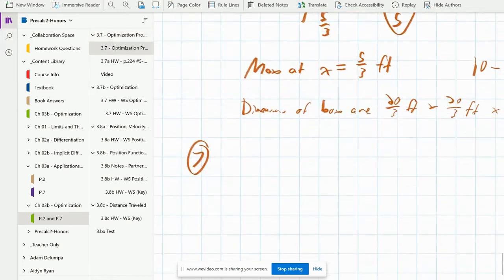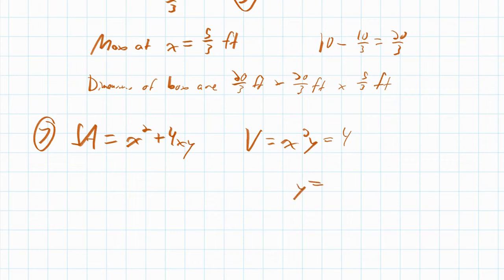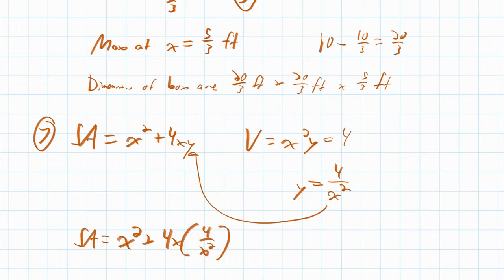So similar type of idea. We're going to need the surface area since the box has an open top. So surface area is going to be equal to x squared plus 4xy. And I know that the volume, which in this particular problem it actually gives, is 4, so volume, which is x squared y, is equal to 4. So now this is similar to the other one, but instead I'm substituting y is equal to 4 over x squared back into this, so that I get surface area is equal to x squared plus 4x times 4 over x squared.